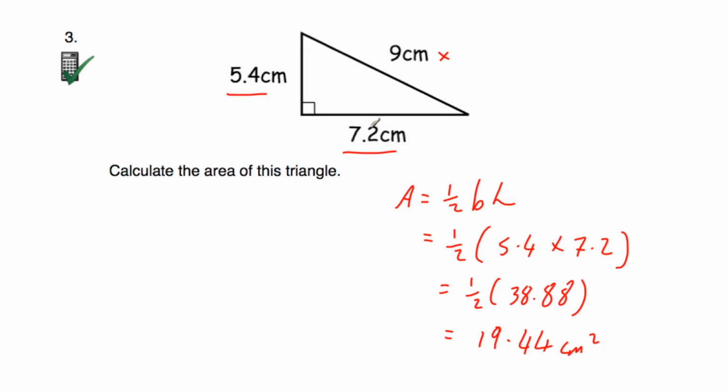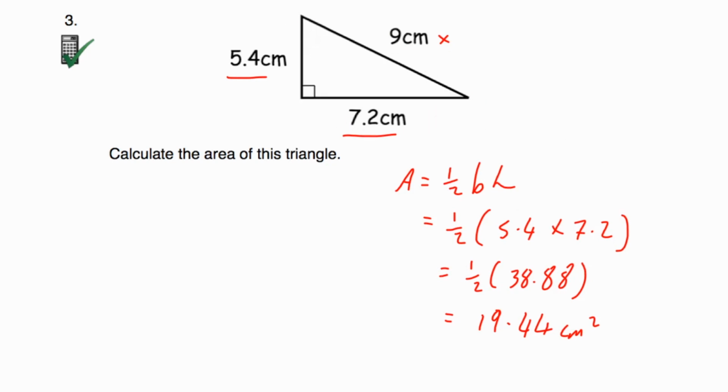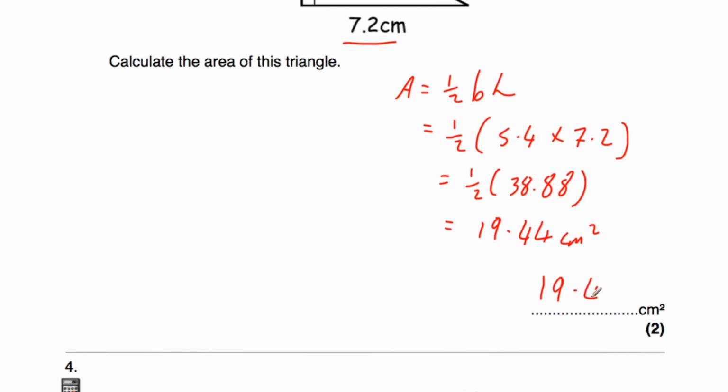We could have halved the base, so that would be 3.6, and we could have done 3.6 times 5.4, and that would give us 19.44 as well. Alternatively, we could half the height, which is 2.7, and do 2.7 times 7.2, and that would also give you 19.44 centimeters squared. So all three approaches would work, but we wouldn't use the length of the diagonal because we're just using the base and the height to find the area of the triangle. So the answer is 19.44.